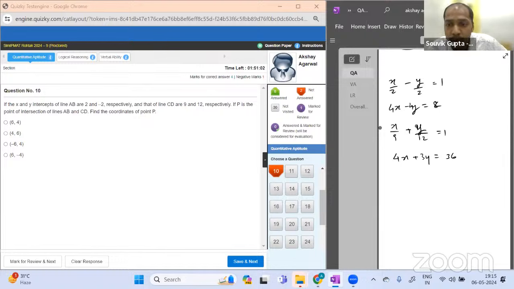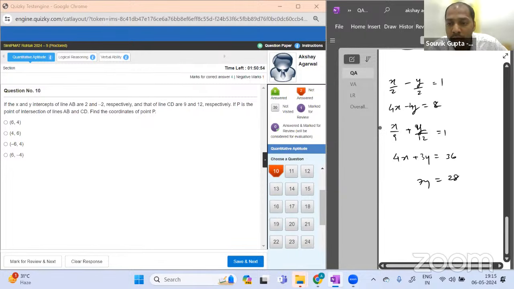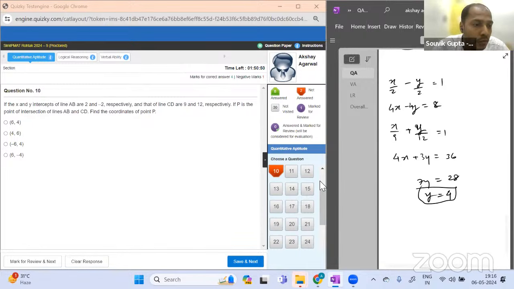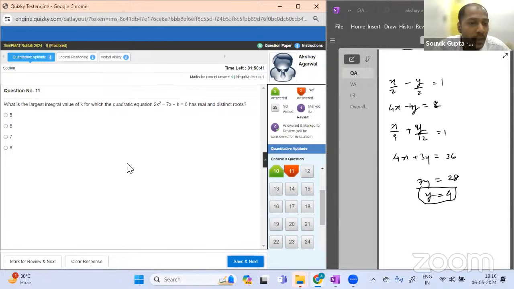I take the difference, this minus this, 7y is equal to 28. Therefore, y is equal to 4. If y is equal to 4, that is there in two options. y is equal to 4 and x minus y has to be 2. So x has to be 6. Answer is option A.